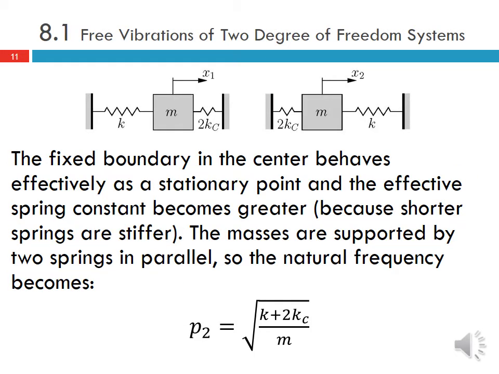Now the fixed boundary in the center behaves effectively as a stationary point, and the effective spring constant on each side becomes greater because shorter springs are stiffer. So the masses are supported by two springs in parallel, so the natural frequency becomes the square root of (k plus 2kc) over m. We'll call this one p2.